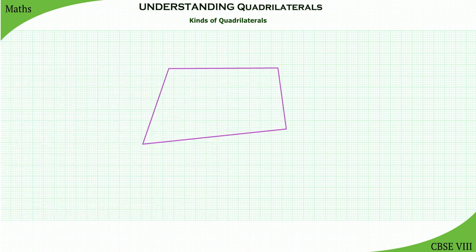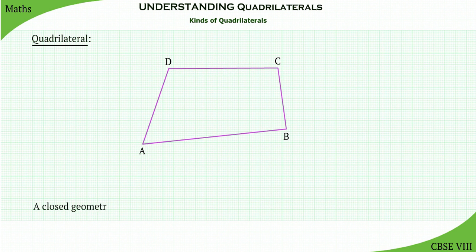What type of figure is it? Polygon. What is the name of this polygon? Quadrilateral. A polygon bounded by 4 line segments is called a quadrilateral. Or a closed geometrical figure bounded by 4 line segments is called quadrilateral.